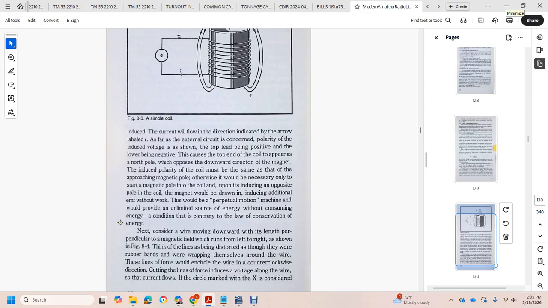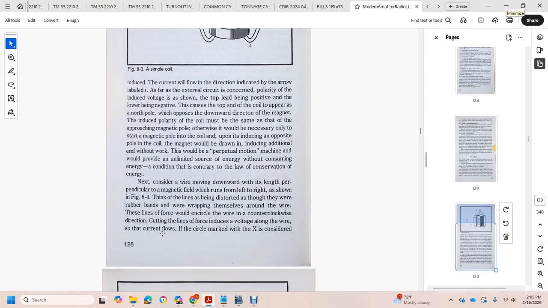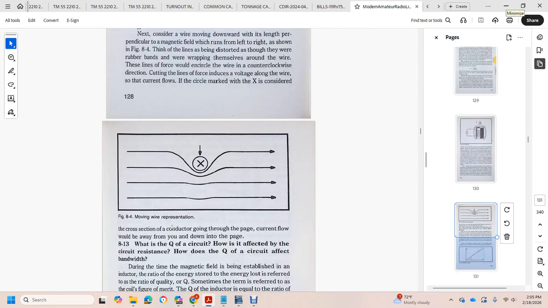Next, consider a wire moving downward, perpendicular to a magnetic field that runs left to right, as shown in figure 8.4. Think of the lines as though they were rubber bands wrapping around the wire. The lines of force would encircle the wire in a counterclockwise direction. Cutting the lines of force induces a voltage along the wire, and the current is shown by the circle marked with an X, the cross-section of the conductor, with the direction of current flow down into the page.